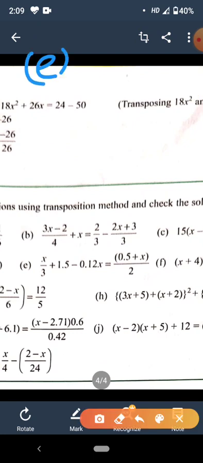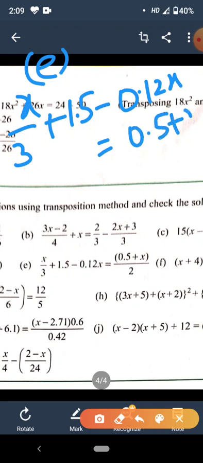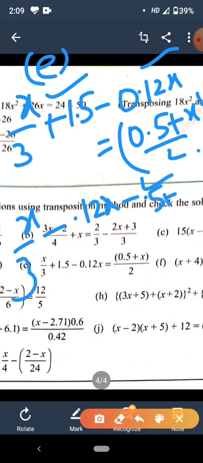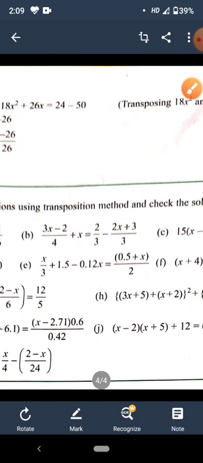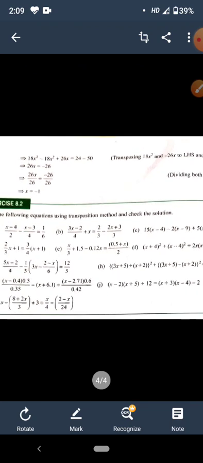Now if we talk about E part, so it is x upon 3, 1.5 minus 0.12x, then 0.5 plus x upon 2. So firstly you take all the variables together and then take the LCM. X upon 3, 0.12x, then 0.5 plus x upon 2 and take 1.5 on the other side. Take the LCM and do it on a single page. The complete question should be on one page so that you can get the answer clearly.